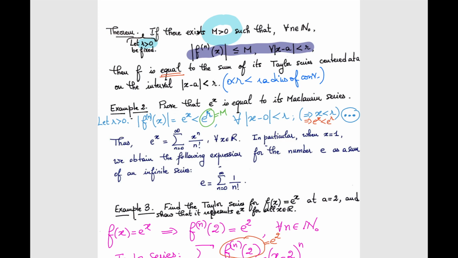However, this is not an if and only if statement, right? The good news is that, since it's not an if and only if statement, we may be able to show that the function and the sum of its Taylor series are equal without checking that this requirement is holding. That's my point. We may be able to find a different condition under which this conclusion follows. Okay, let me show you.